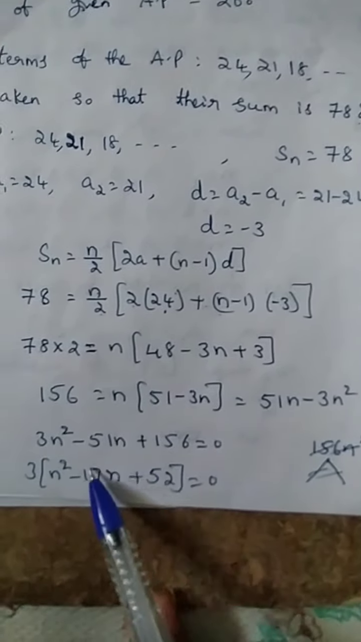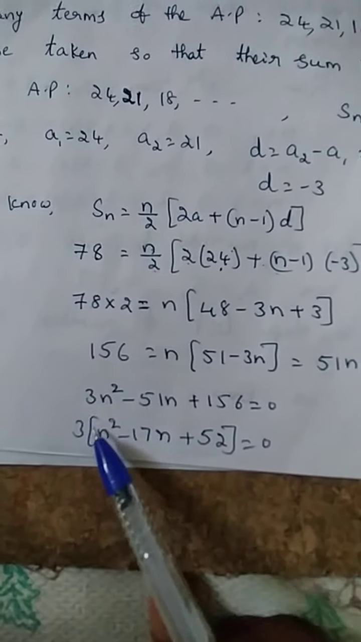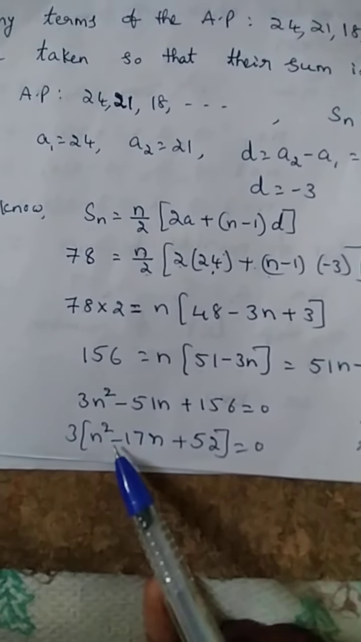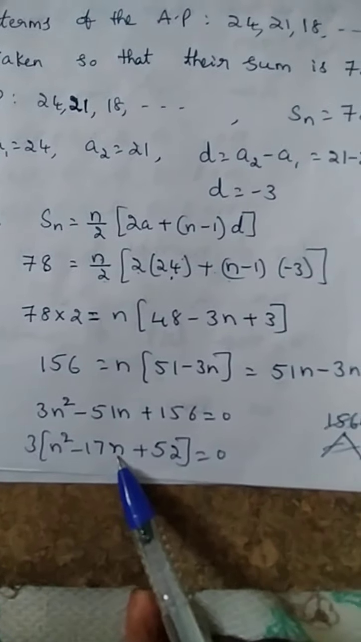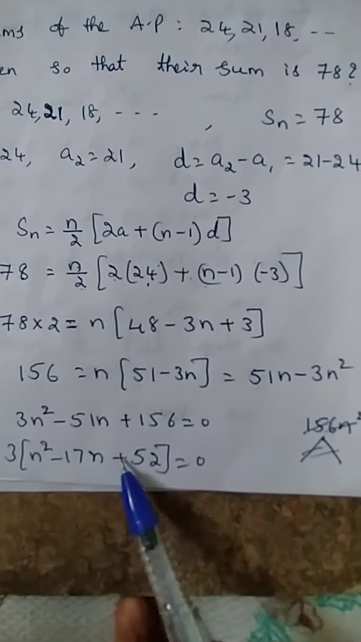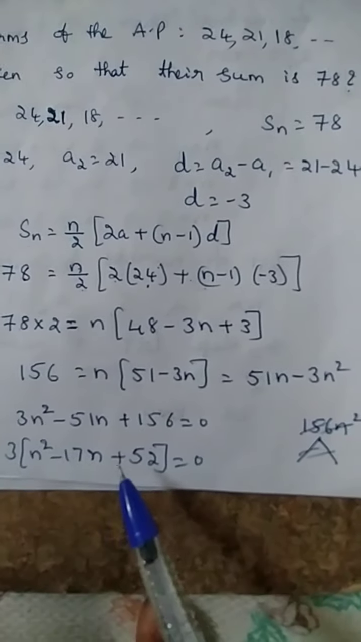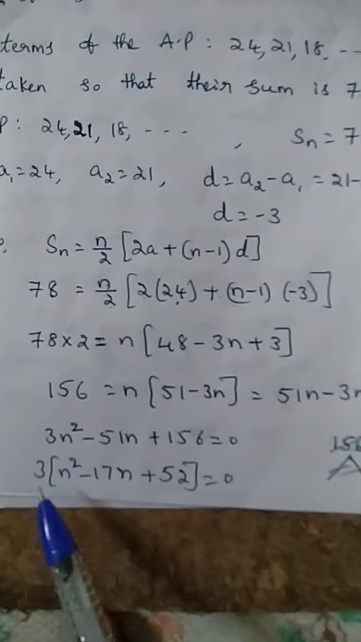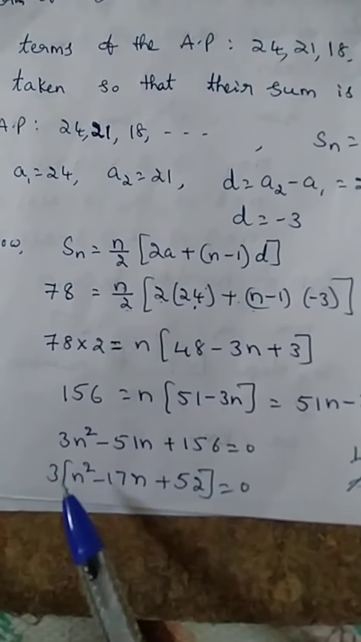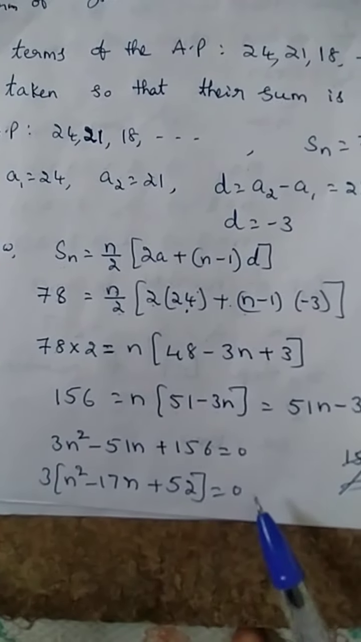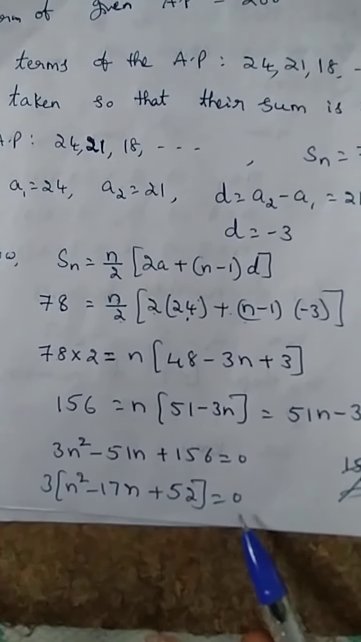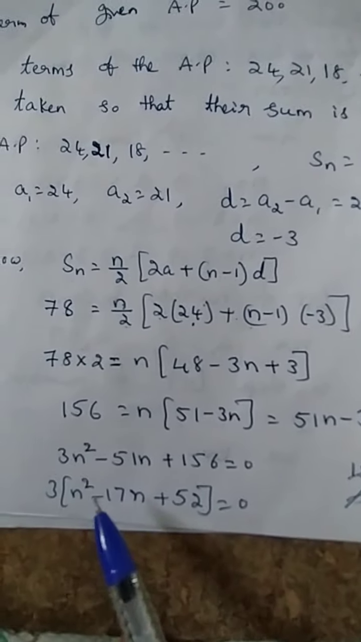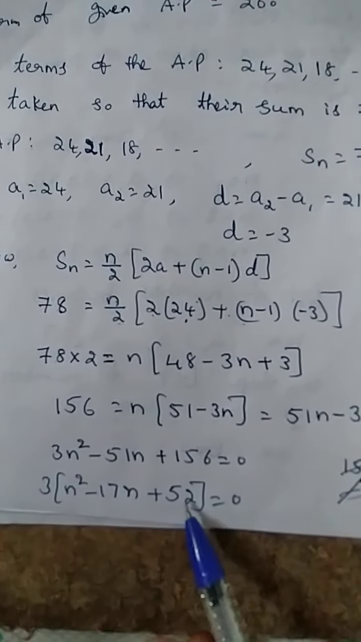In these three terms, one common constant is 3. 3 is the common factor. Then the balance is n square minus 17n, since 17 3s are 51, plus 156 divided by 3, we get 52, is equal to 0. Now that is 3 into (n square minus 17n plus 52) is equal to 0. The common factor 3 is transposed to that side, and 0 by 3 is also 0. Now the balance is n square minus 17n plus 52 is equal to 0.